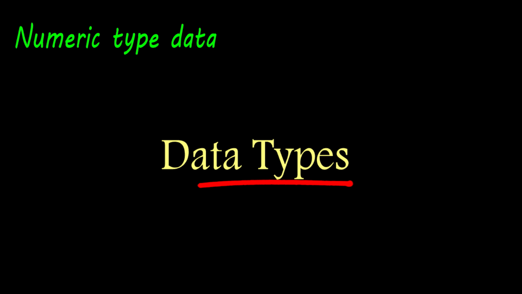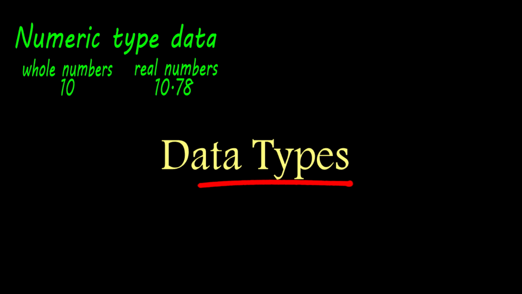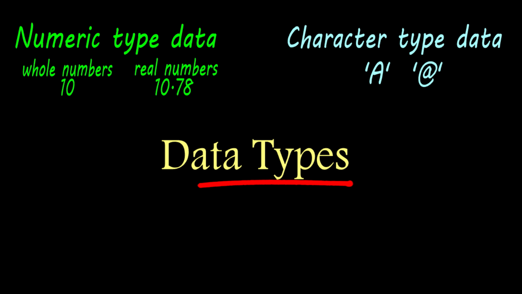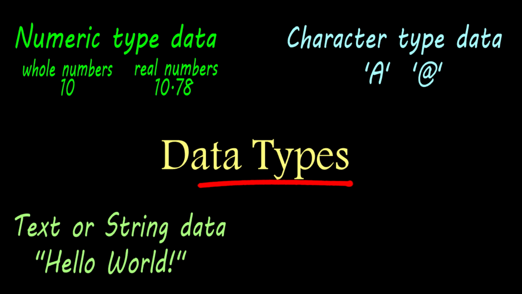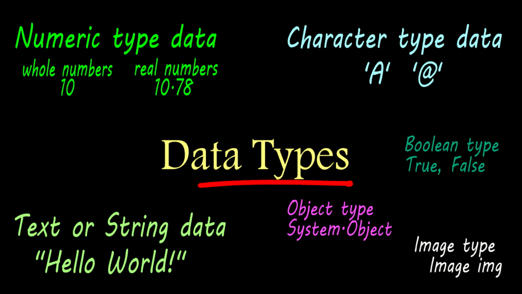For example, we have numeric type data, and numeric type data is further divided into two types, the whole numbers and the real numbers. And we have character type data that represents only a single character. And we have data that consists of a group of characters. We call it text or string. We have boolean types, we have object types data, we have images, and so on.